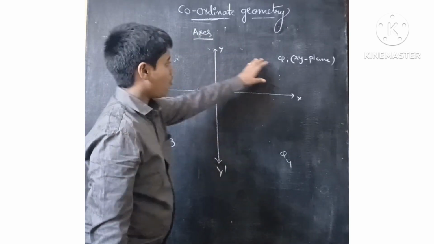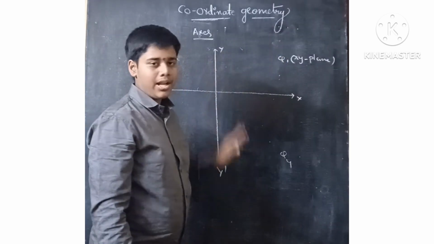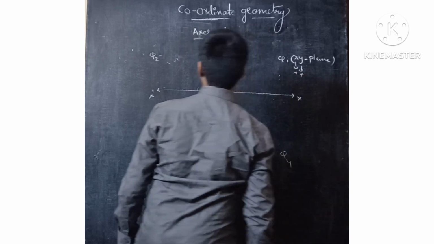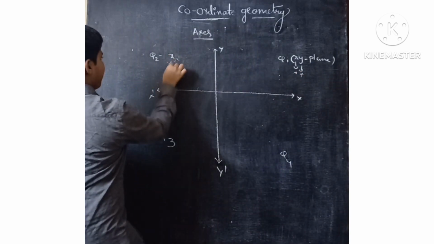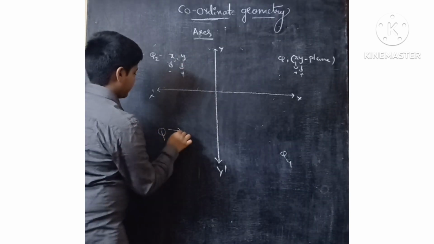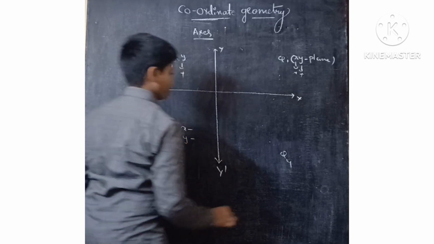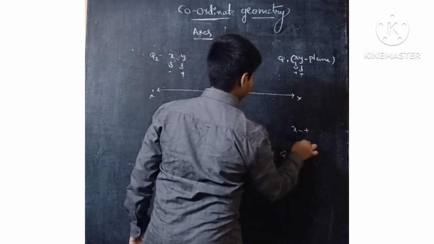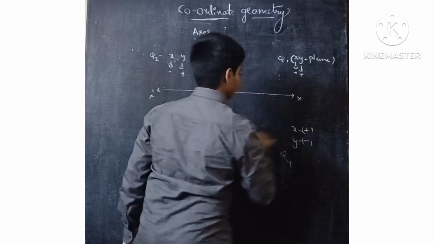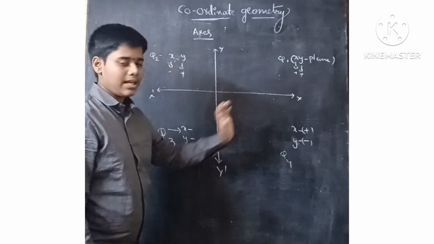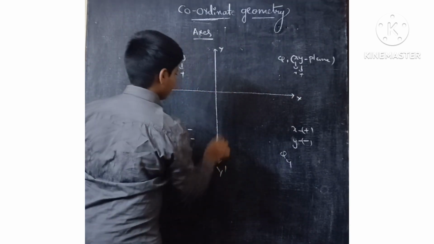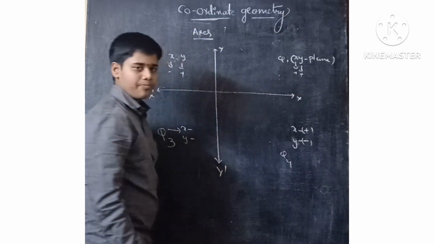In quadrant 1, x values and y values are positive. In quadrant 2, x value is negative, y value is positive. In Q3, x negative, y negative. And in Q4, x positive, y negative. So these are the four rectangular axes. This is one of the axes, this is one of the axes, this is one of the axes, this is one of the axes.